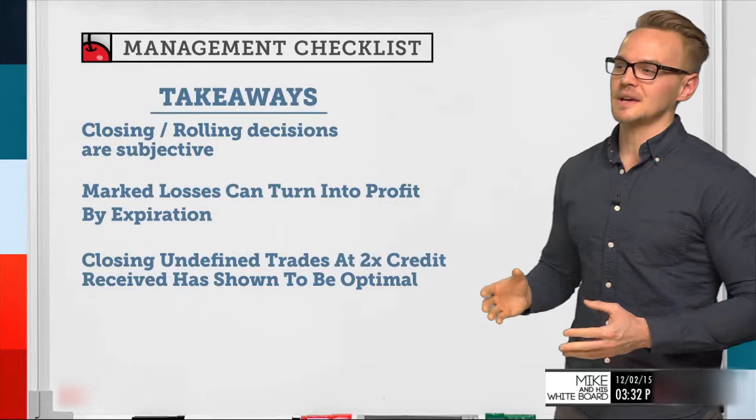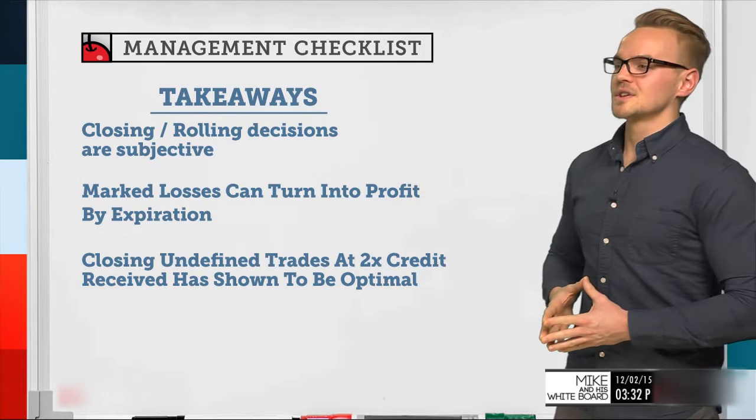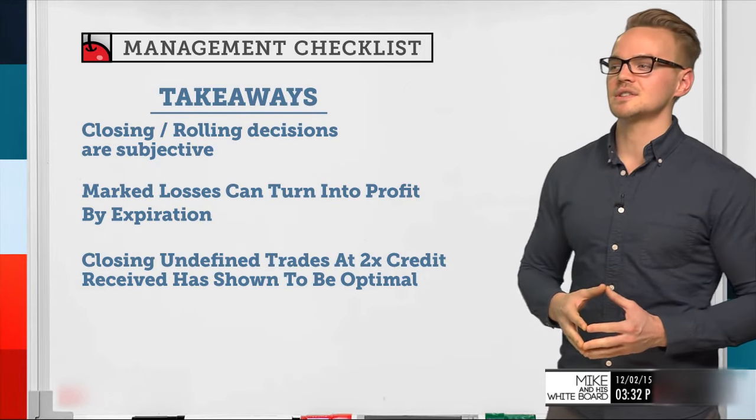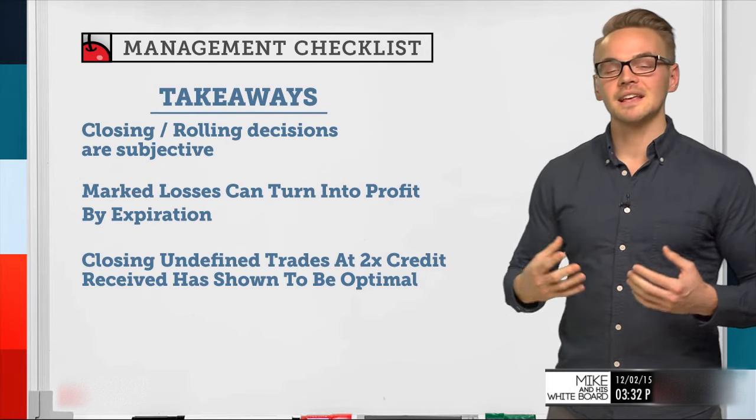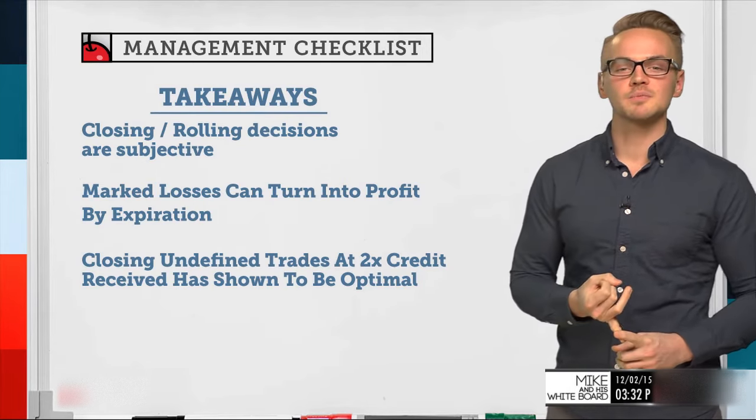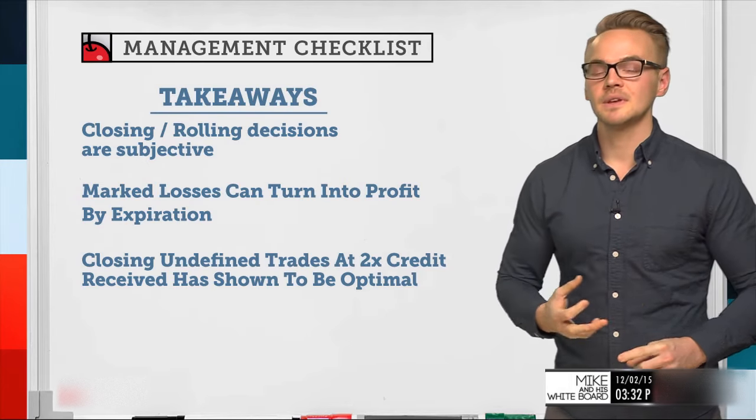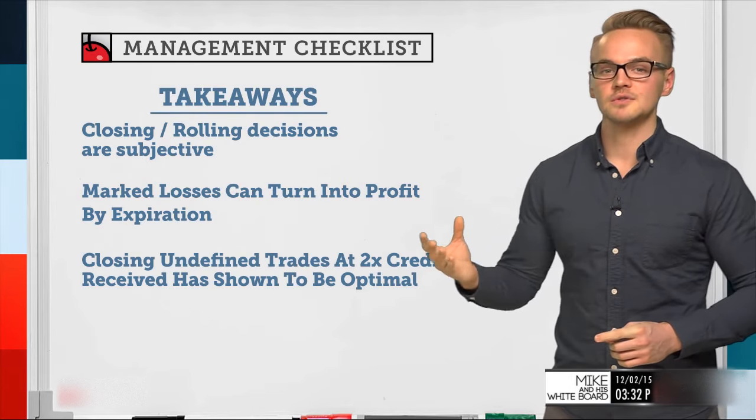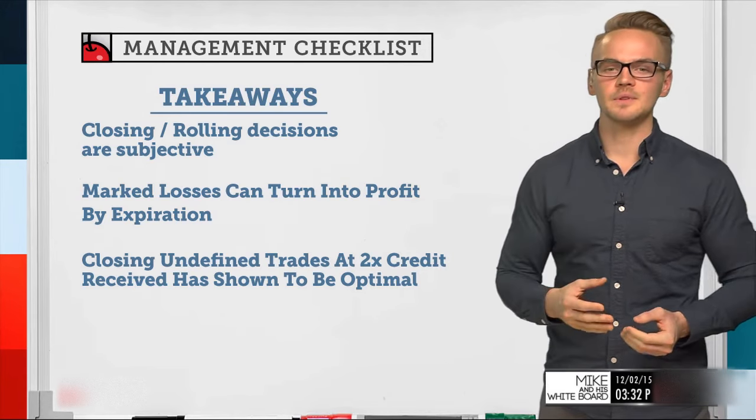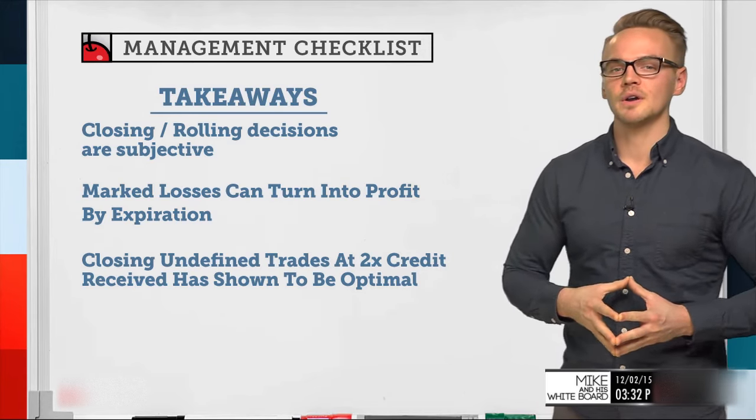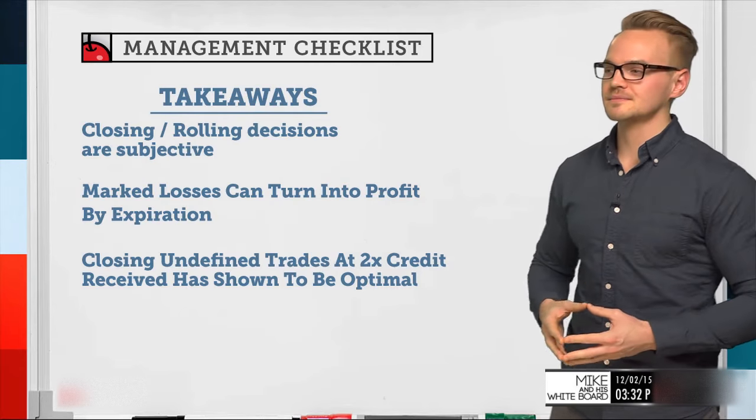Let's get to some takeaways and we'll wrap it all together. So closing and rolling decisions are subjective. I know it's not what everyone wants to hear, but at the end of the day, everyone's got a different risk profile, a different account size, different options approval, whether you can trade undefined risk or defined risk. So really, it's going to be dependent on the individual trader, but hopefully this information helps.